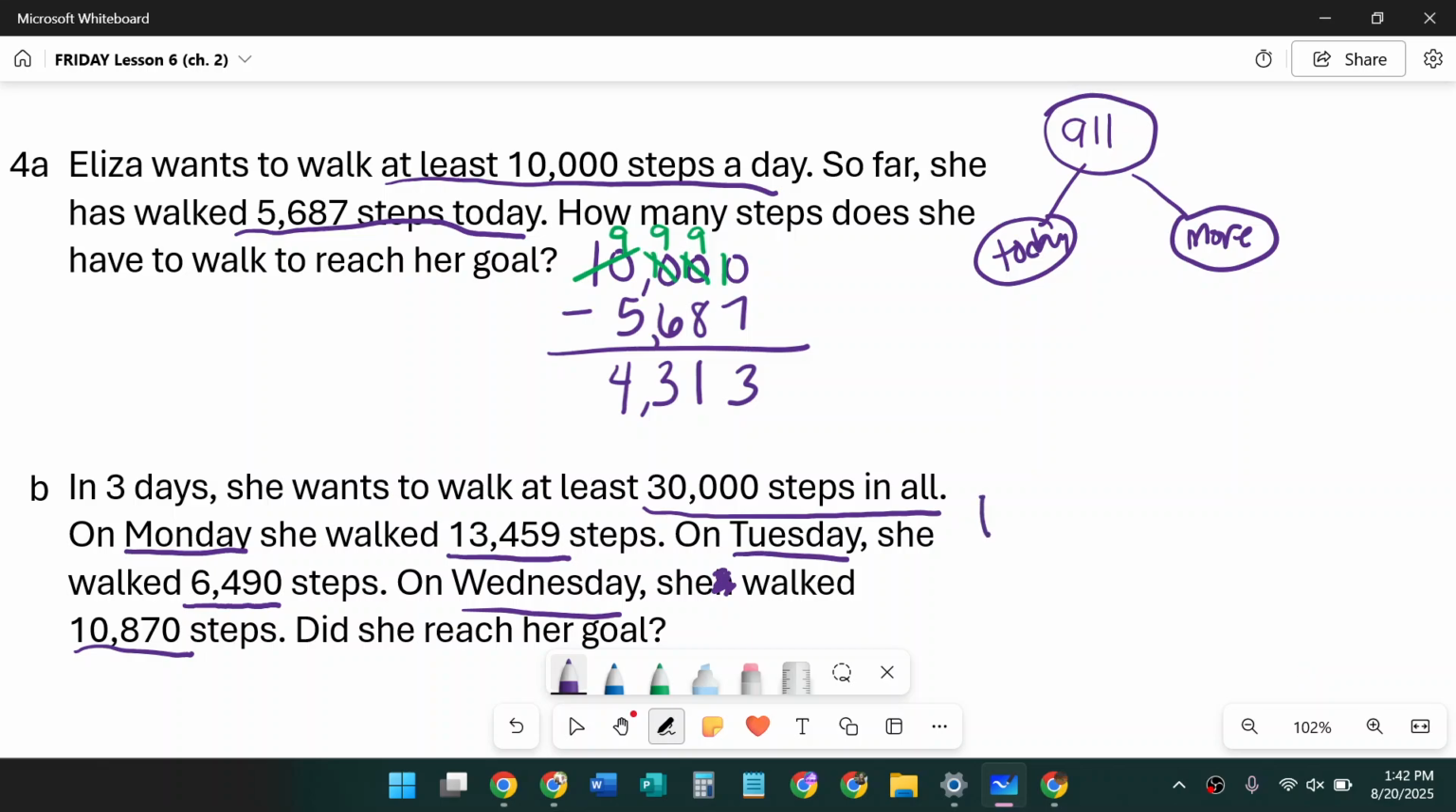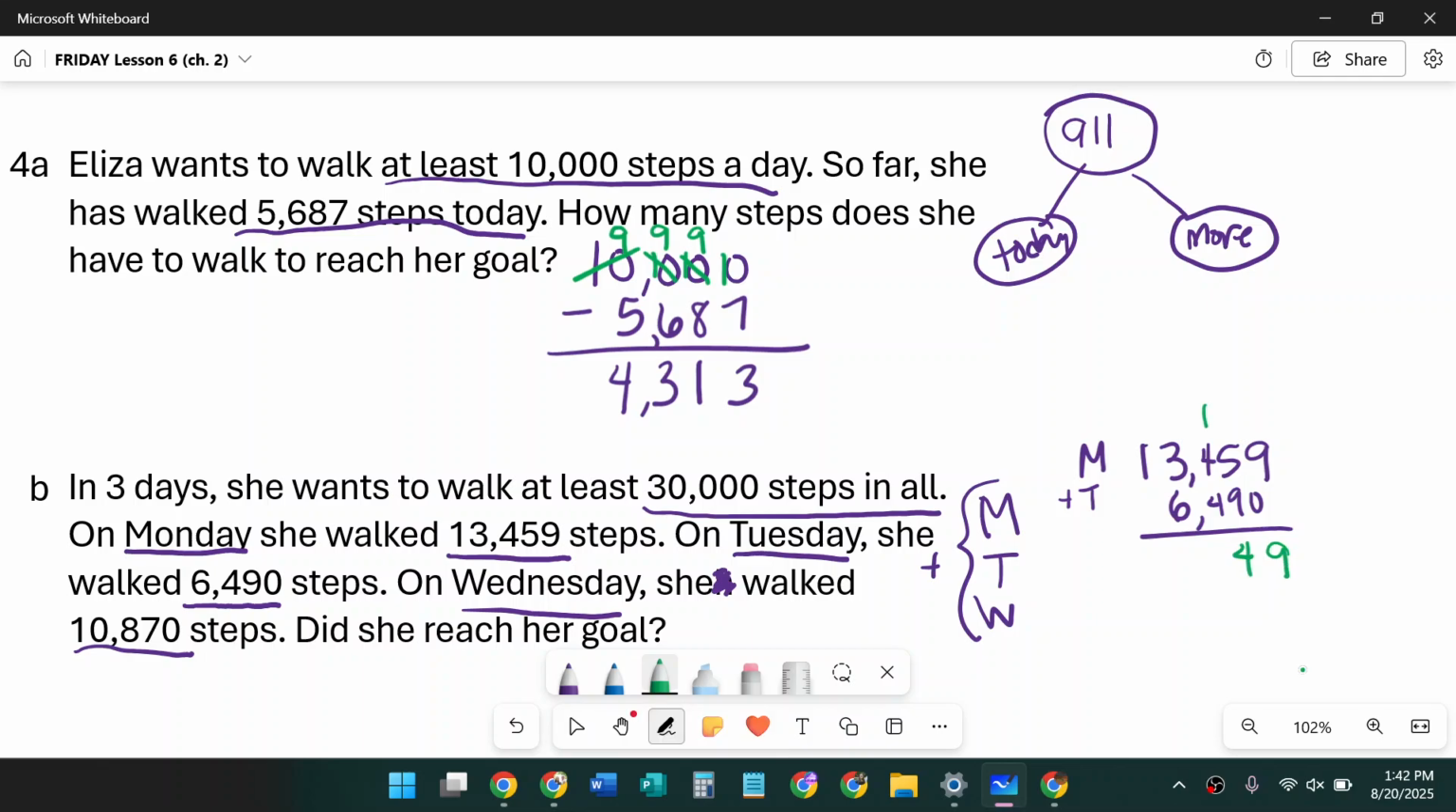So if we have Monday and we have Tuesday and we have Wednesday numbers and we put them all together, we can see if she reached her goal. So that means we're adding. So we're going to add all of those. So let's start by adding just Monday plus Tuesday. So 13,459 plus 6,490. All right, so that's 9.